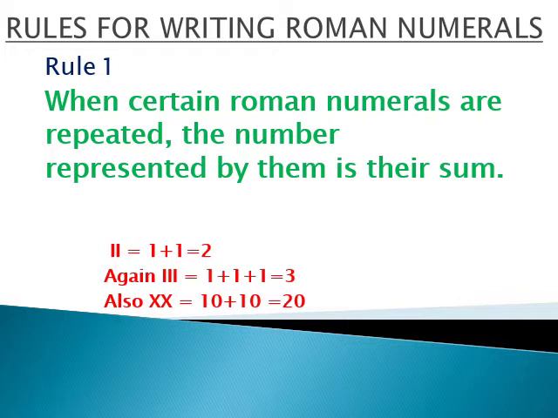Again, III is equal to 1 plus 1 plus 1, which is equal to 3. Also, X stands for 10. So XX becomes 10 plus 10, whose sum is 20. Now let me repeat the rule again. Rule 1 says, when certain Roman numerals are repeated, the number represented by them is their sum.